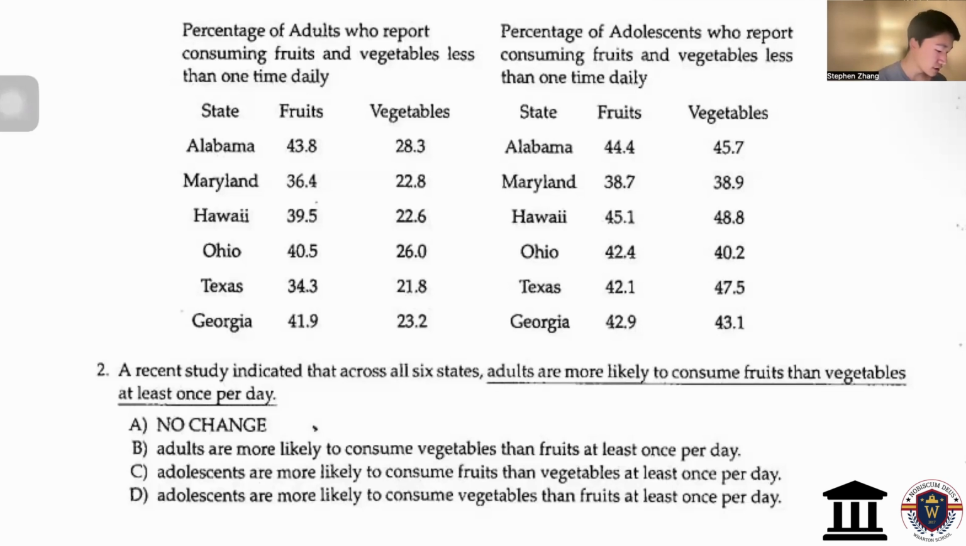Now we're going to look at question 2 in this case, where we have two different tables, one for adults and one for adolescents, and it's about the fruits and vegetables that they consume by percentage.